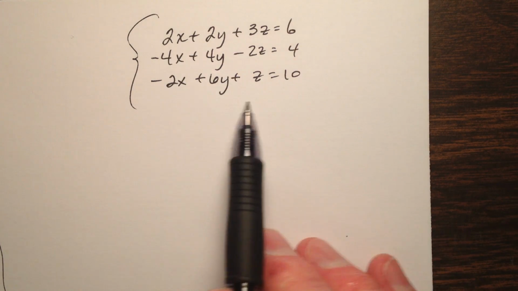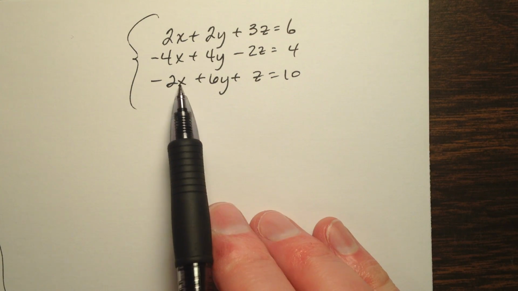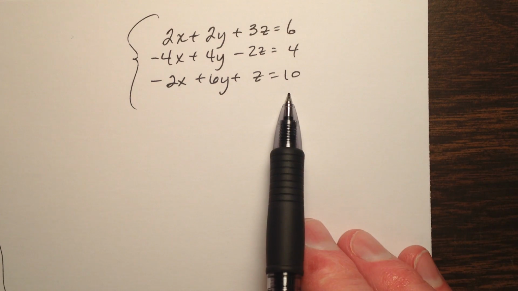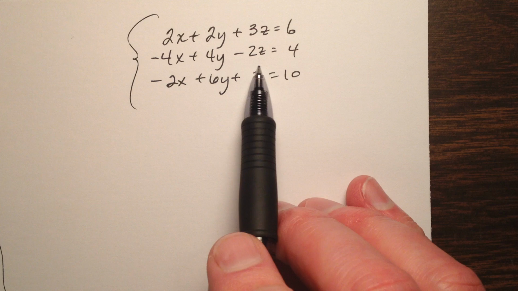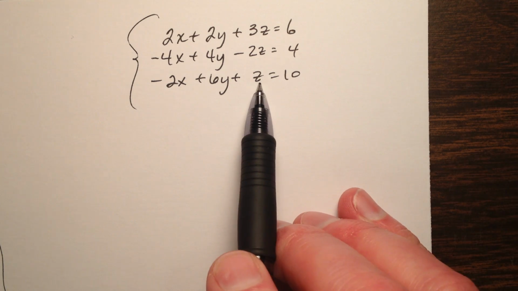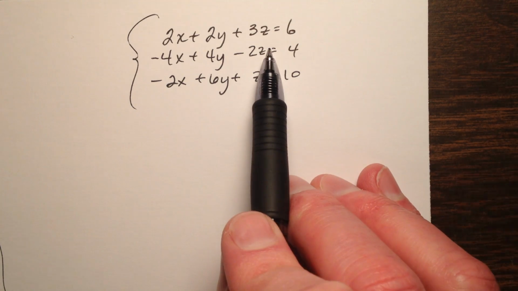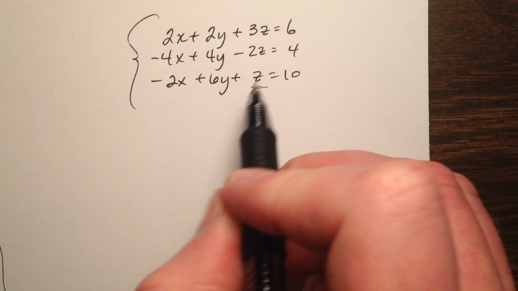Here I have this system of equations. There are three variables, x, y, and z, with three equations. So let's go ahead and attack this one by using substitution, because it looks like this z is going to be easy to solve for, and then I can dump that expression into these two values of z. So let's solve for z right here.